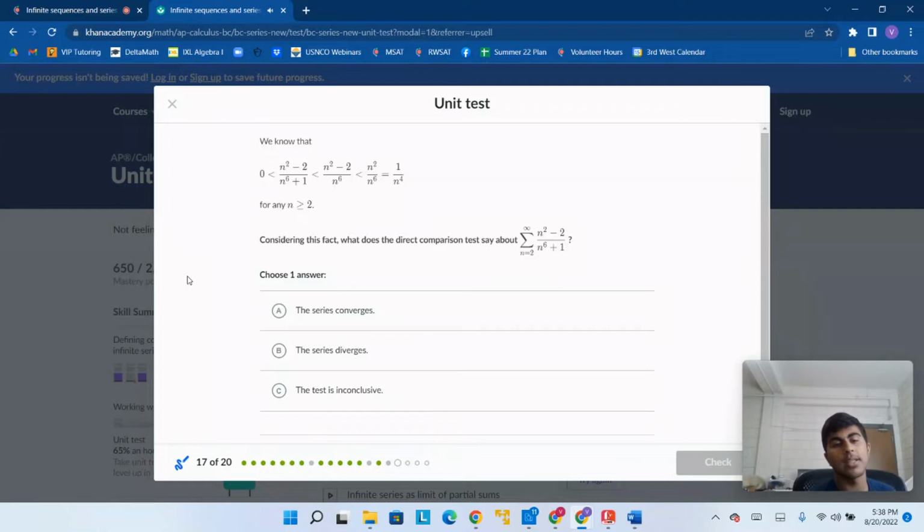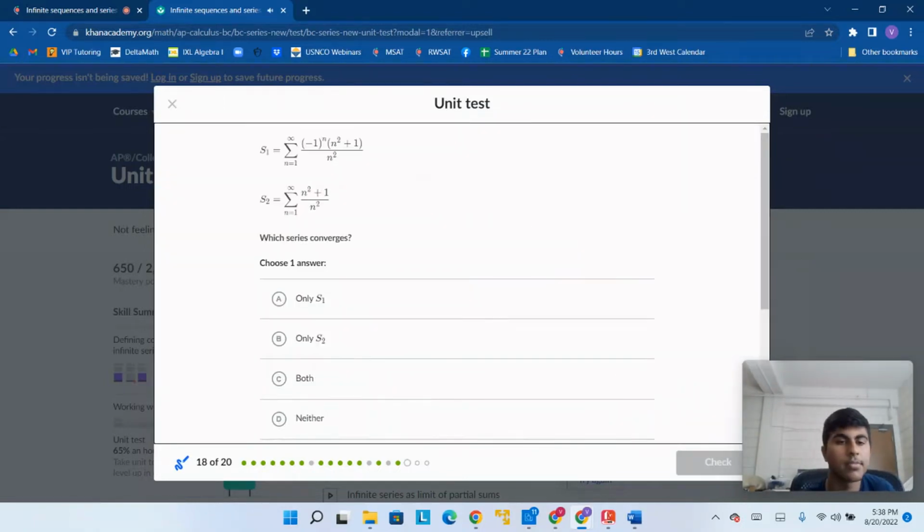So we know that 0 is less than n squared minus 2 over n to the 6th plus 1, which is less than n squared minus 2 over n to the 6th, which is less than n squared over n to the 6th, which is equal to 1 over n to the 4th. So we know that this thing we have right here is going to be less than 1 over n to the 4th, and 1 over n to the 4th converges. So it's less than something that converges, so it converges.